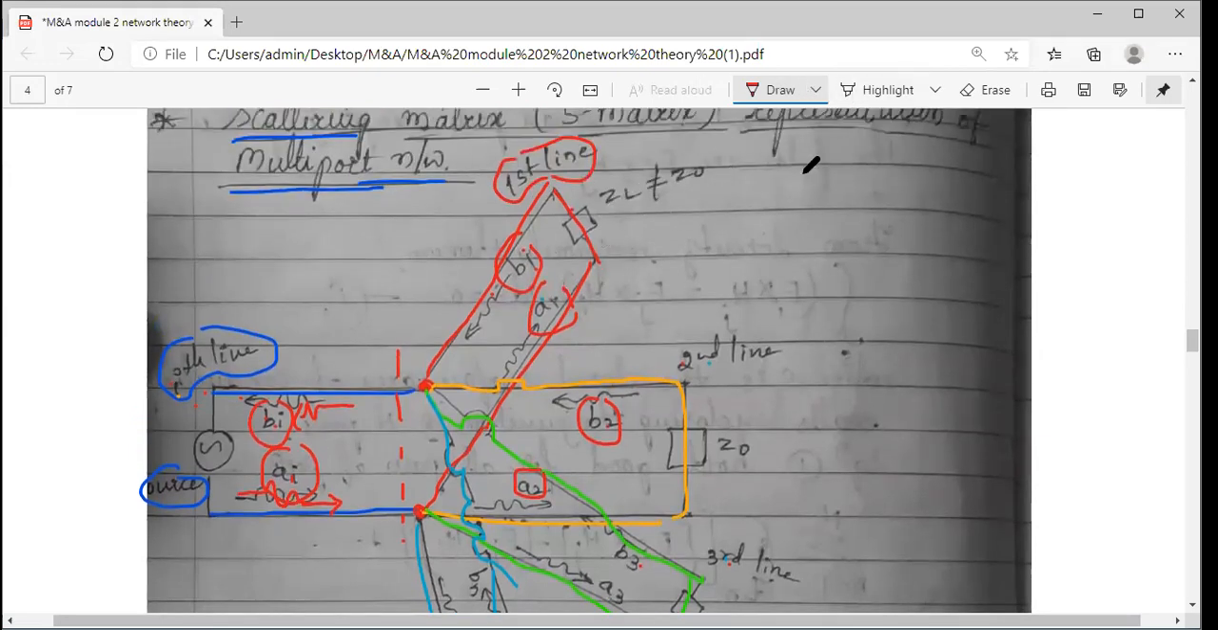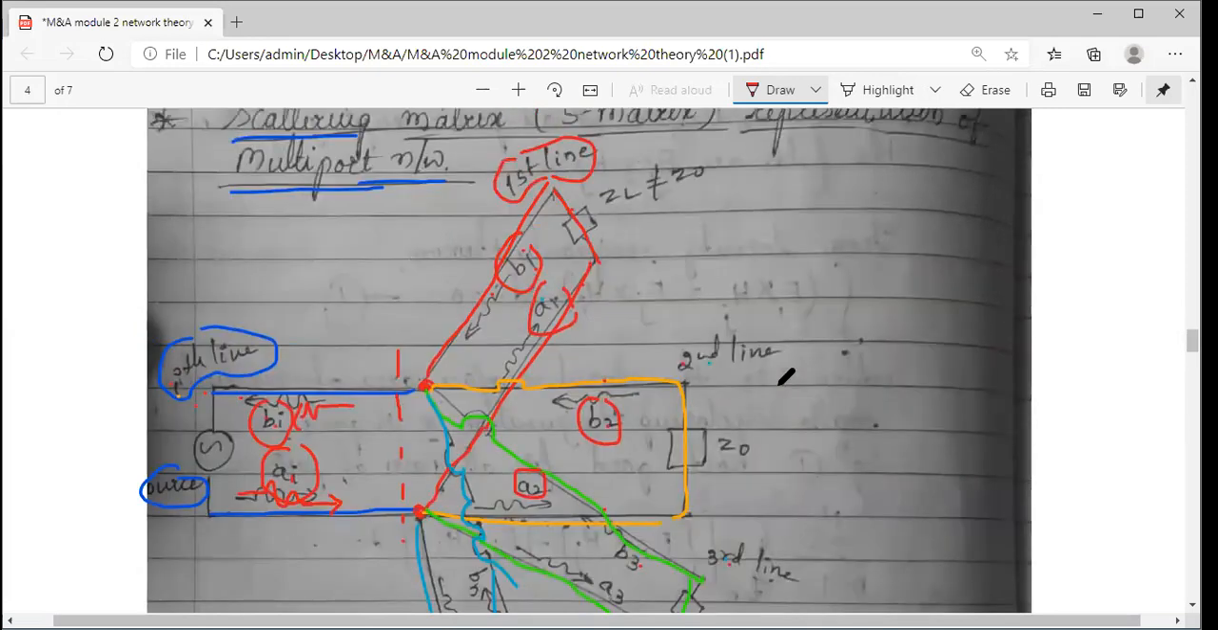Can anybody tell me any difference you find in all these different lines? I have drawn with a red color, yellow color, green color, and sky blue color. So these 4 lines which I have shown you, 1, 2, 3, and so on up to n, what difference do you find? No doubt the A's and B's suffix numbers are different. Okay, 1, 2, 3. Any other difference you can find?